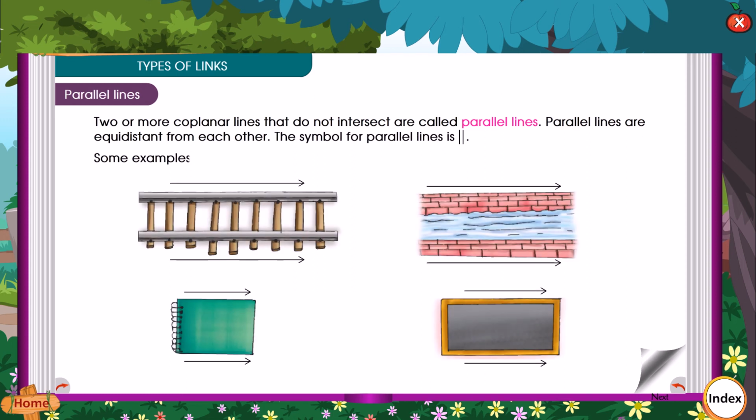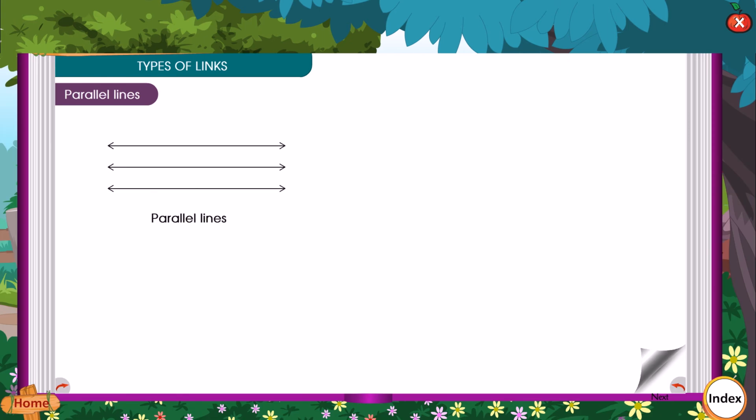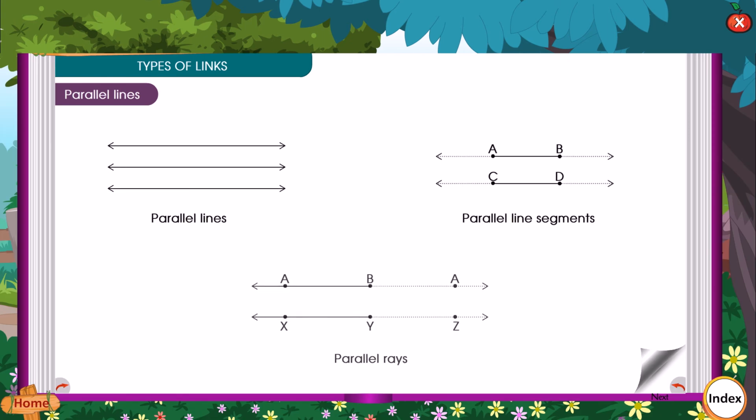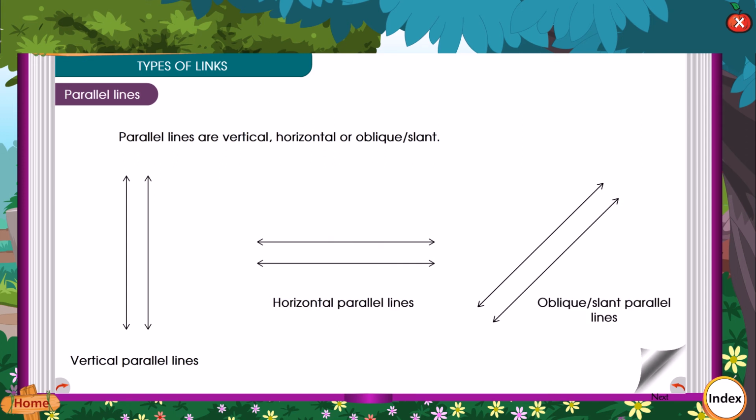Some examples of parallel lines seen in our surroundings are given here. A railway track, banks of a canal, opposite sides of a book, opposite sides of a blackboard. Parallel lines, parallel line segments, parallel rays. Parallel lines are vertical, horizontal, or oblique slant. Vertical parallel lines, horizontal parallel lines, oblique slant parallel lines.